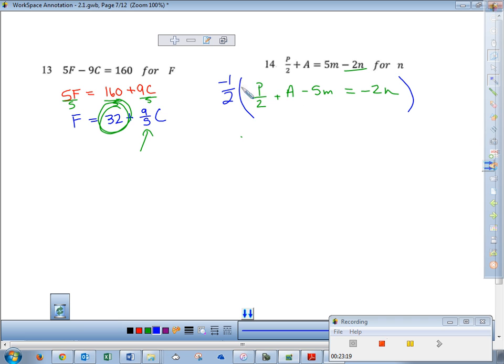That way, you have a nice clean thing right here. This is negative p fourths. Y'all cool with where that came from? Minus a over 2 plus 5m over 2 equals n. Signs all changed. Everything twice as big in the denominator as it was before.